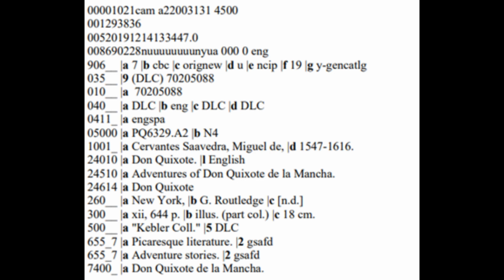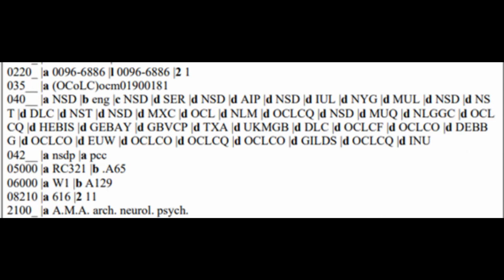And in general note, you have the Kevlar collection. And then you have 655, the genre of the material or the item. And then tag 740, that's an added entry, Don Quixote de la Mancha. And the last but not the least sample is the serial publication.